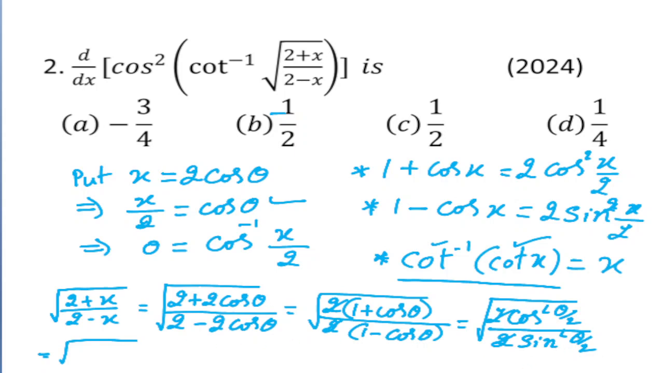Cos by sine is cot, so we'll get here cot square theta by 2. Again square and square root will get cancelled, so this under root function now can be written as cot theta by 2. Let us take the function, friends. Now here, what is the function we have?